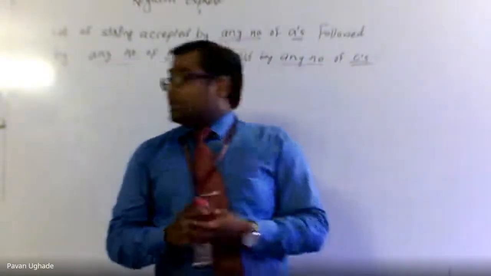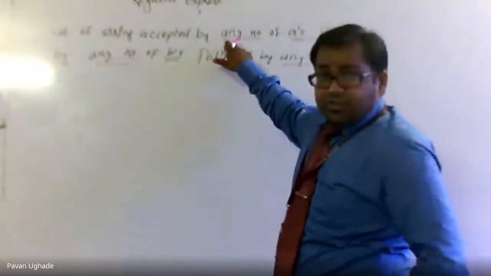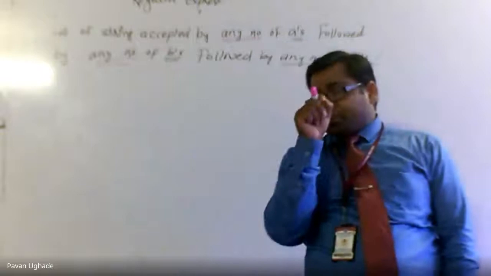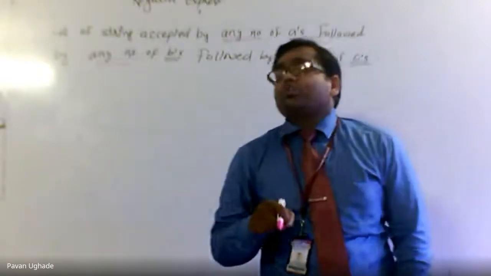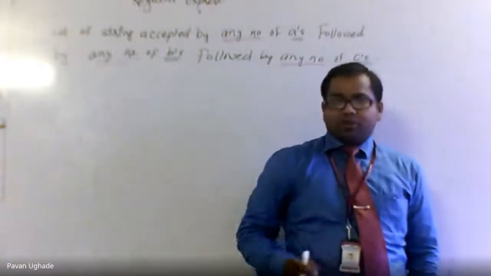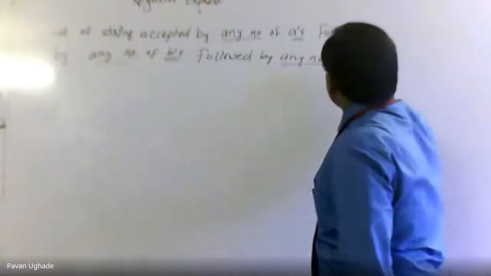Understood? Now, this is the first keyword. Whenever in the question it is mentioned as any number, you have to understand here we are going to apply the Kleene closure or star closure, right? The next keyword is "followed by."